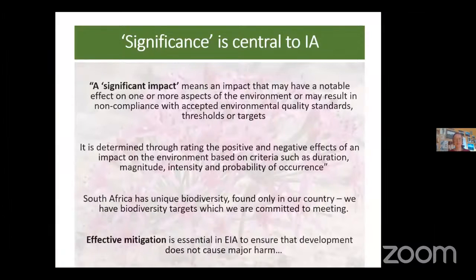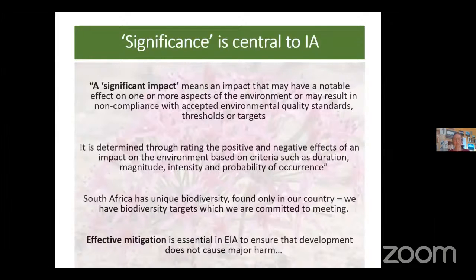It's an impact that may have a notable effect on one or more aspects of the environment, or may result in non-compliance with environmental quality standards or thresholds or targets. So for biodiversity, for example, a significant impact would be one that would undermine achieving set biodiversity targets.